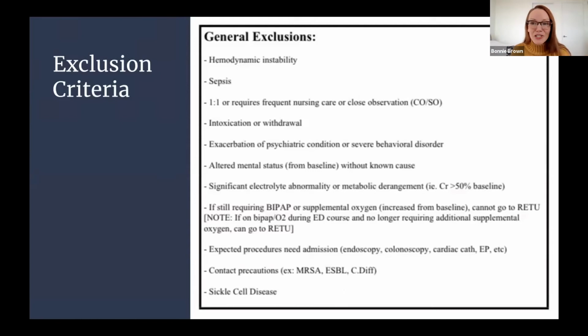If you expect the patient's going to need a certain procedure, like an endoscopy, they have to be admitted to the hospital for the financial reasons like I mentioned earlier. Or if they have a significant metabolic derangement, then you're not going to expect that to be better in 24 hours. If they're still on BiPAP or on supplemental oxygen, they're probably not going to be going home the next day.